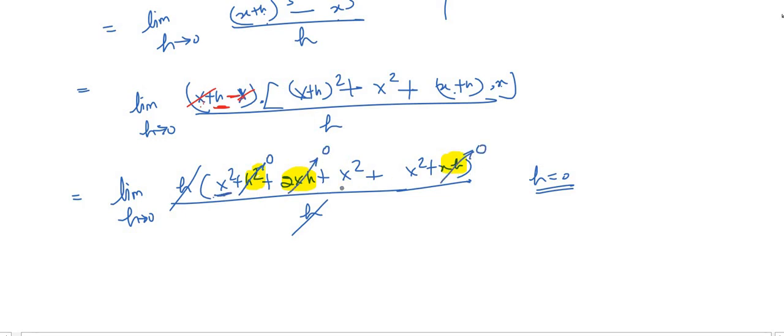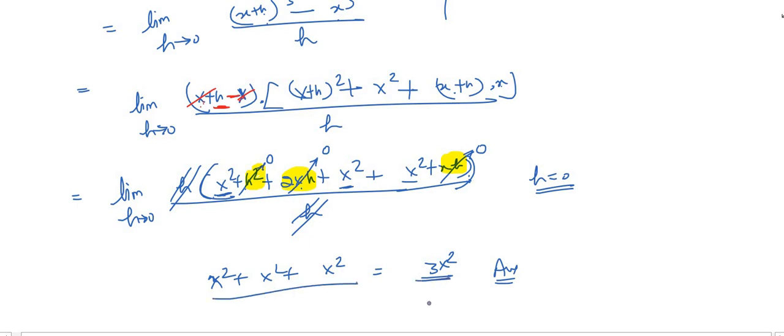Other terms, what is left over? Let me write x square plus x square plus x square. So this is 3x square. This is my answer. See, h and h are cancelled. And whatever is left over, in that I am putting h is equal to 0. Okay? So whatever I got is my acceptable answer.